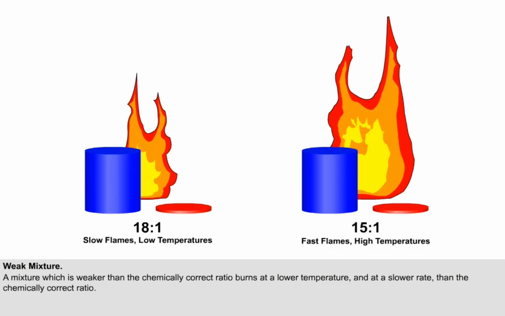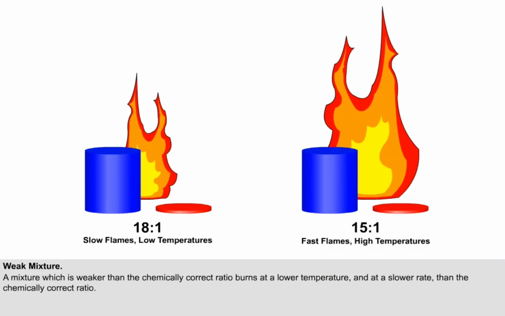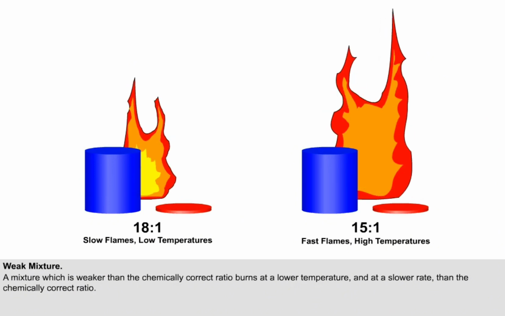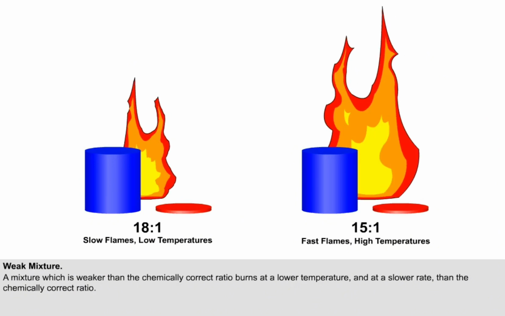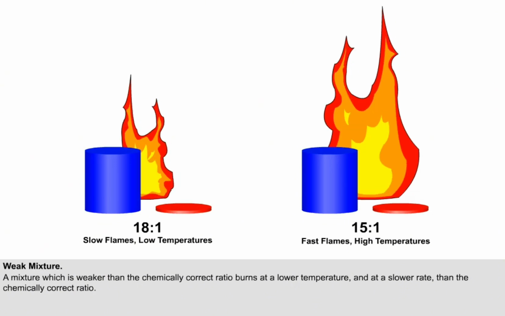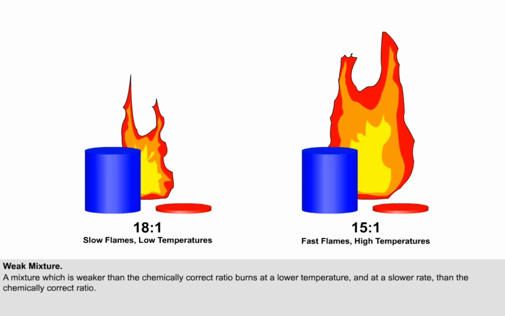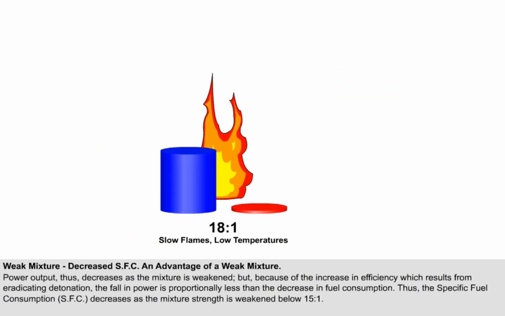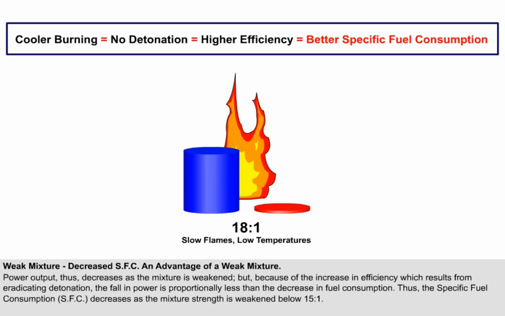A mixture which is weaker than the chemically correct ratio, besides burning at a lower temperature than that which would occur with the chemically correct ratio, also burns at a slower rate, because of the greater proportion of nitrogen in the cylinder. Power output thus decreases as the mixture is weakened, but because of the increase in efficiency which results from cooler burning, and the associated decreased occurrence of detonation, the fall in power is proportionally less than the decrease in fuel consumption. Thus, the specific fuel consumption decreases as the mixture strength is weakened below 15:1.